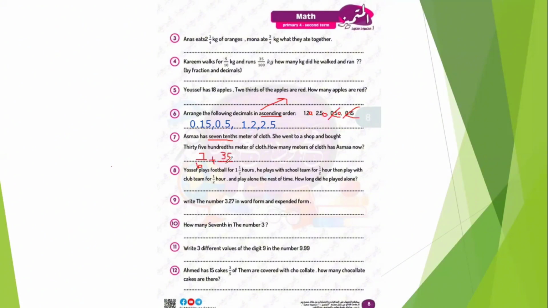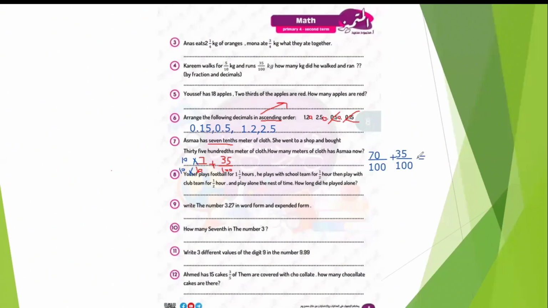We cannot add now because in the first fraction, the denominator is 10. In the second fraction, the denominator is 100. We have to unify the denominator, write the same denominator. We can multiply here by 10 to be 100, and also multiply numerator by 10. It will be 70 out of 100. Now we can add, because we have the same denominator. 70 plus 35 equals 105.